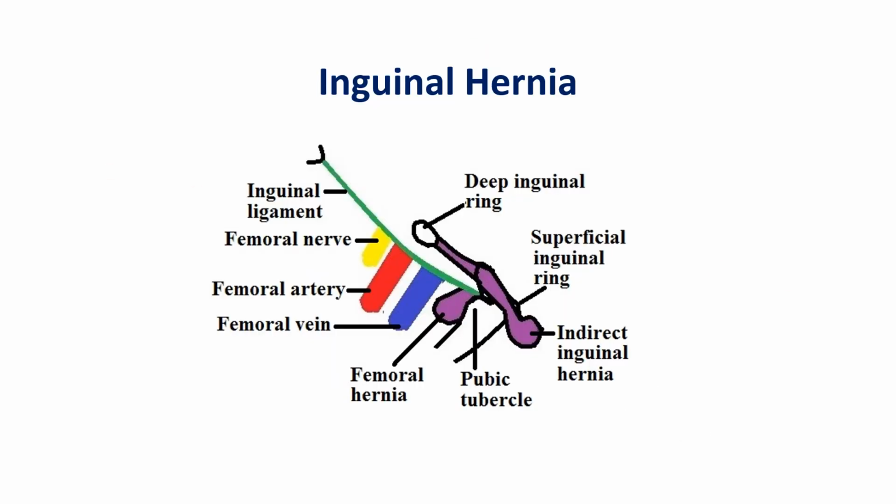Now in this diagram, we can make out the location of the protrusion in case of indirect inguinal hernia and femoral hernia. Femoral hernia is more common in females due to the small size of the femoral vessels and the broader pelvis. While in case of males, the inguinal hernia is more common due to the larger inguinal canal in males due to descent of testes from the abdomen to the scrotum.